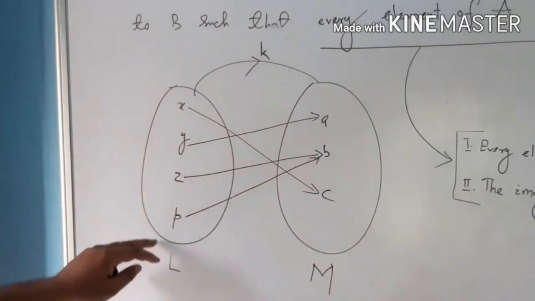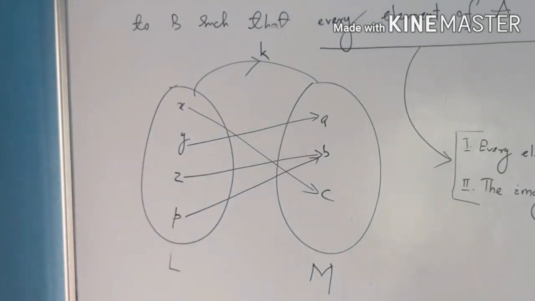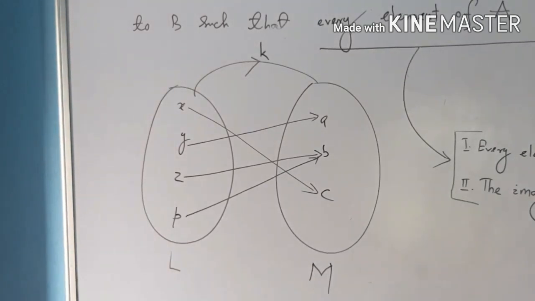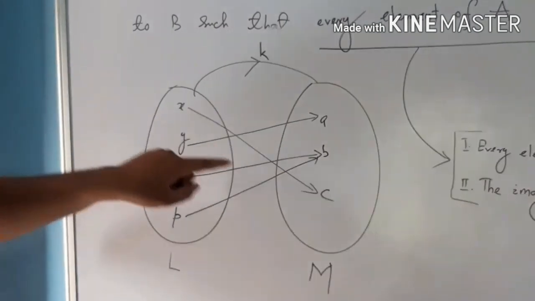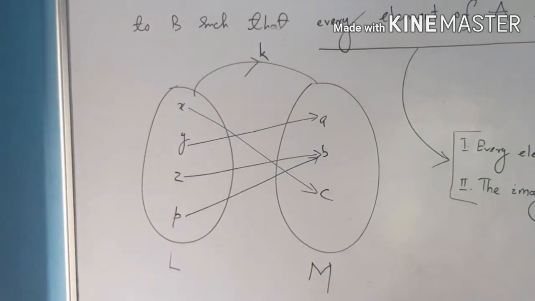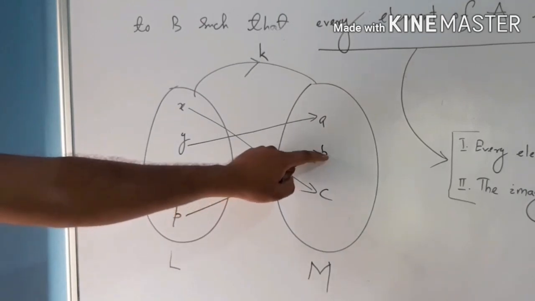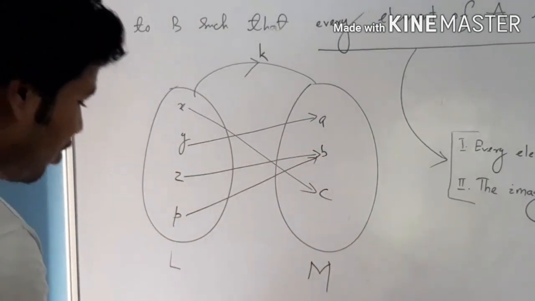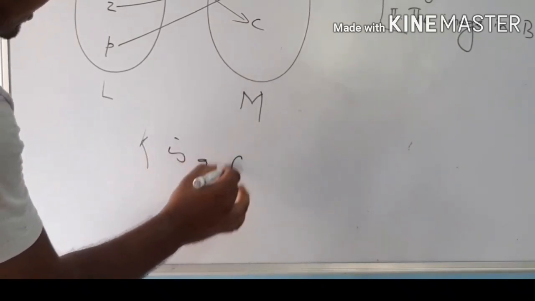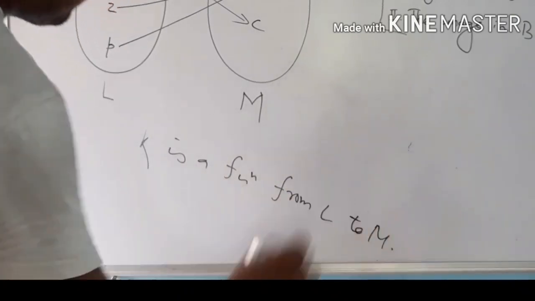So we see that every element of L has an image in M. Now I will verify whether every element of L has a unique image in M or not. You see, X has only a single image C in M, so that is okay for X. Then Y has a single image A in M, that is okay. And Z has a single image B, that is okay. And P also has a single image, that is B in M, that is okay. Therefore, this small k is a function from L to M.